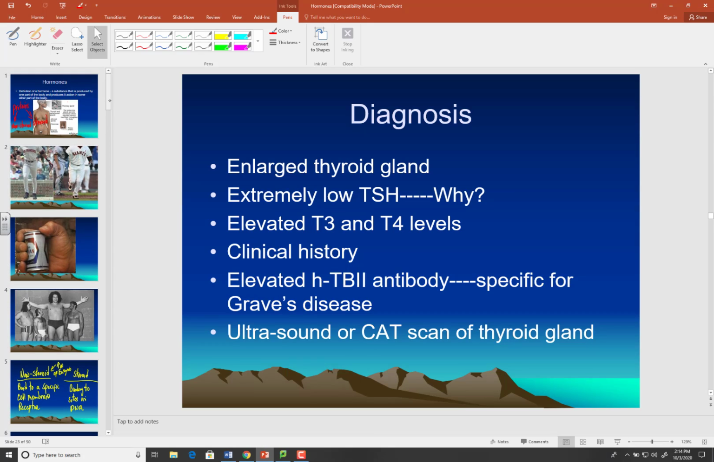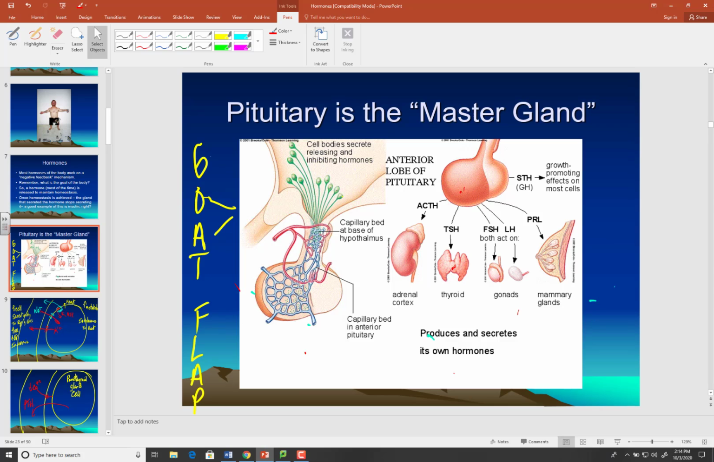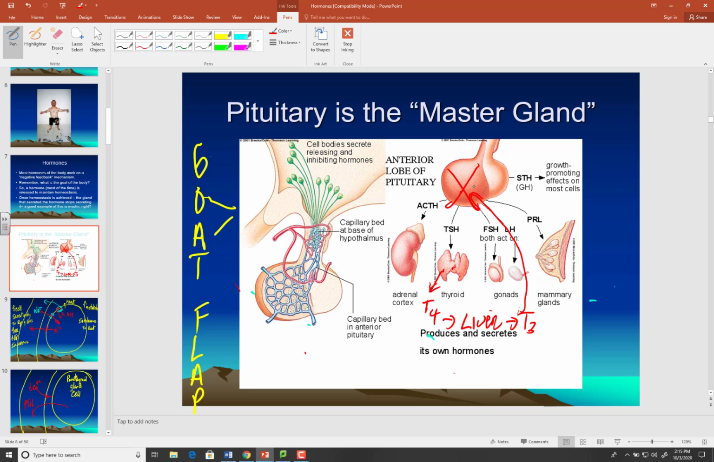Right? Remember, you've got the master gland, the pituitary gland. Now, this is a negative feedback mechanism, right? So if you look, thyroid stimulating hormone is going to stimulate the production of T4, and then T4 goes to the liver and is converted to T3. Well, if you produce T3, then that's going to feed back on the anterior pituitary and begin to tell the anterior pituitary to stop producing TSH.